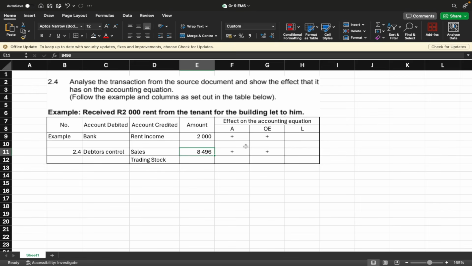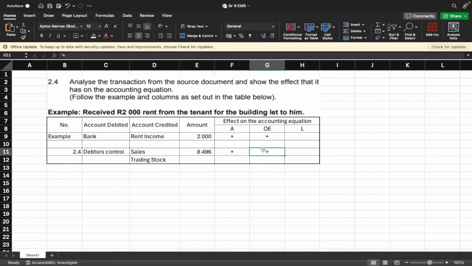And you can see what the effect is on the accounting equation. Our asset is increasing, okay, because debtors control is how much we are owed by our customers, and it's going up because we just sold on credit. And our owner's equity is also increasing. Why is owner's equity increasing? Well, any income account increases our owner's equity.